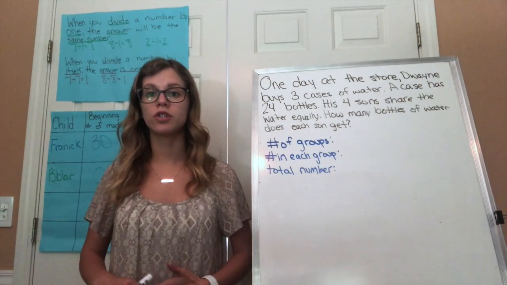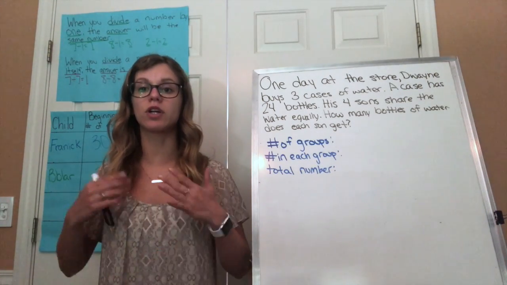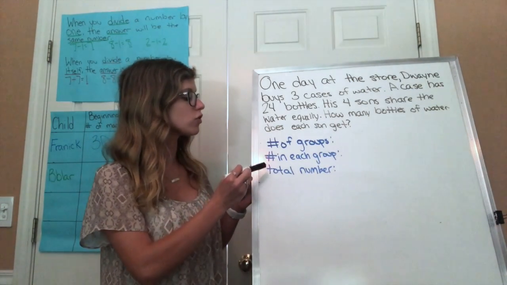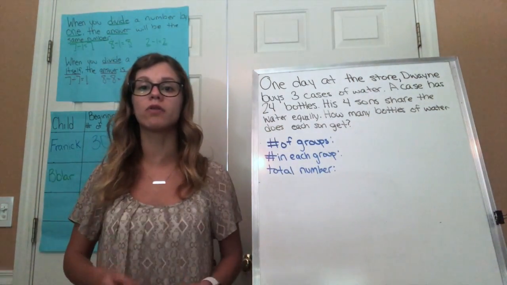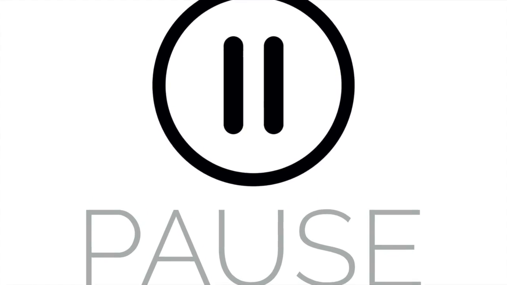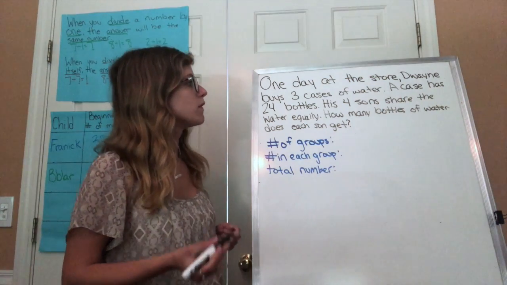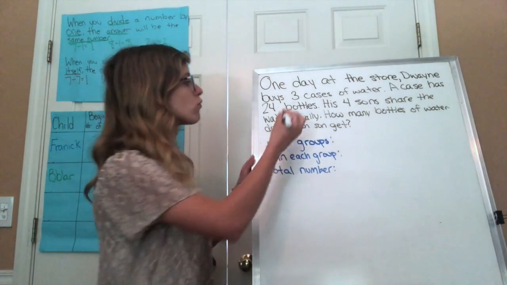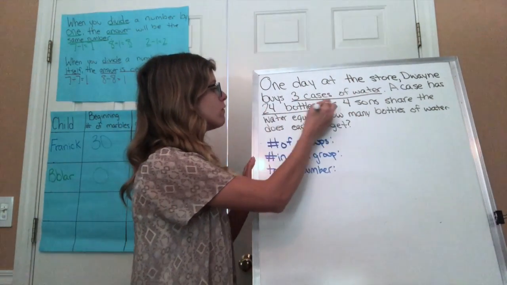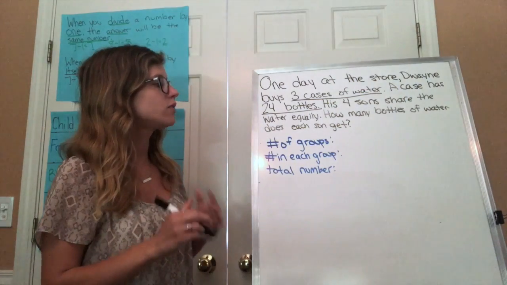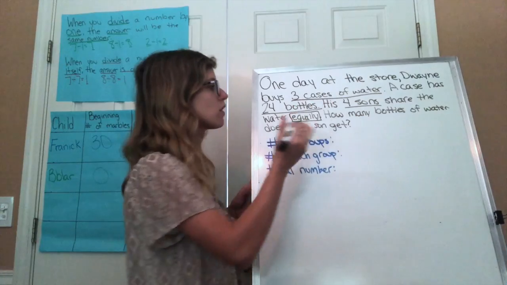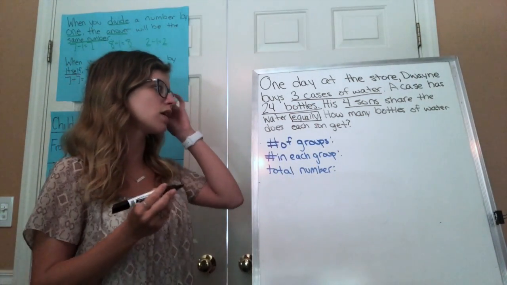I want you to take notes of this problem, because we're going to go over it right now. Take notes saying number of groups, number in each group, and the total number. That way it's really clear what you're trying to figure out and solve. So it says that Dwayne buys 3 cases of water. A case has 24 bottles. His 4 sons share the water equally. I know that keyword, equally. How many bottles of water does each son get?